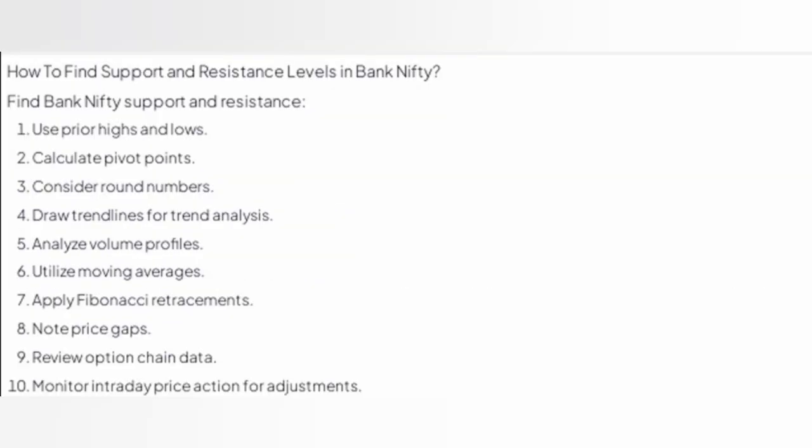How to find support and resistance levels in Bank Nifty. Find Bank Nifty support and resistance. Use prior highs and lows. Calculate pivot points. Consider round numbers. Draw trend lines for trend analysis. Analyze volume profiles. Utilize moving averages. Apply Fibonacci retracements. Note price gaps. Review option chain data. Monitor intraday price action for adjustments.